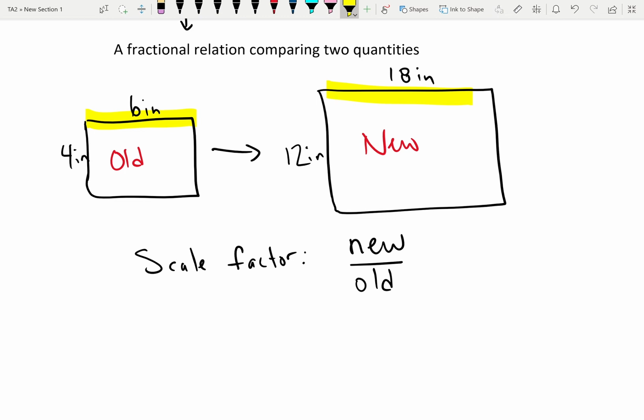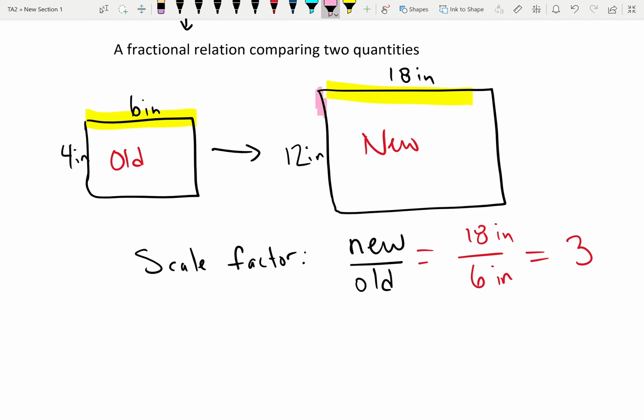So we could take the new 18, divide it by the old 6, and then all you got to do is simplify. This right here is a ratio. You're comparing two quantities, 18 inches of the new over 6 inches of the old, which if you simplify is going to be 3. That's what we call a scale factor. So let's just double check the other sides. If it's proportional, then all the other sides will have a scale factor of 3 as well.